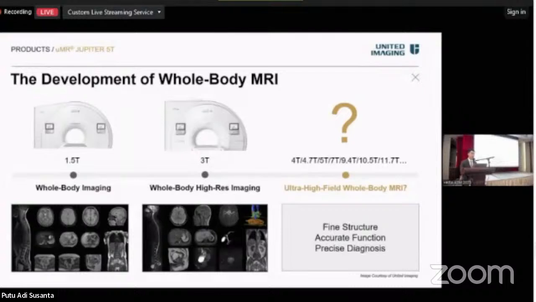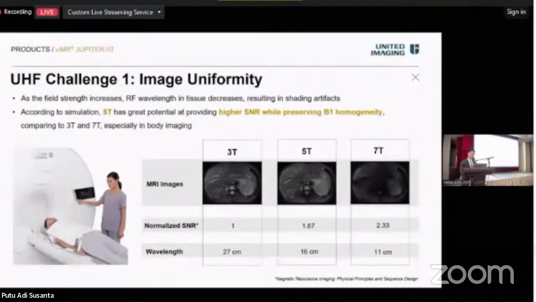If we have to think about the future of MRI, in reality the field strength of clinical MRI has not changed for several decades. What is the next field strength? What are we looking at? To answer that question, we have to first look at the challenges of imaging at a higher field strength.